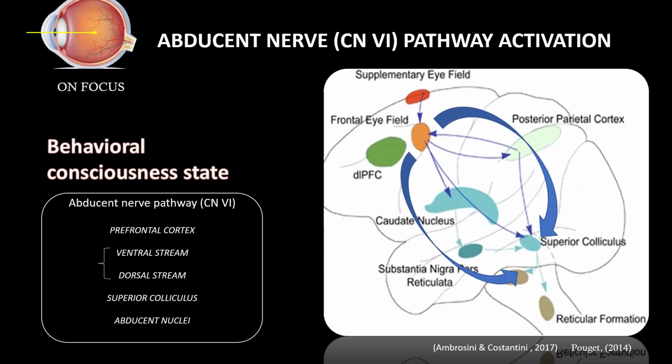The abducens nerve activates foveal vision and directs attention to the environment. The signal begins in the prefrontal cortex and is connected through the superior colliculus to the abducens nuclei. This state of consciousness is propitious for the organism to execute movement.